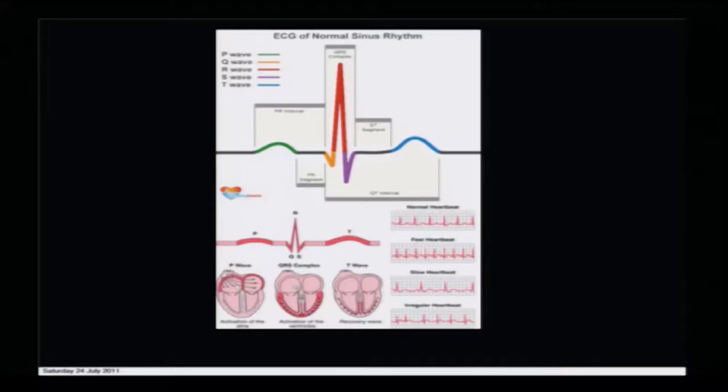As I told you, there could be a situation where there are two P waves, or you could have a slightly longer PR segment. That means there is a delay in sending the message to the lower chambers. Or you have an ST segment which is slightly longer, which means the recovery time is more. Or you have a larger QT interval, or the T wave has some issues. This is what a doctor looks for in a sinus rhythm.